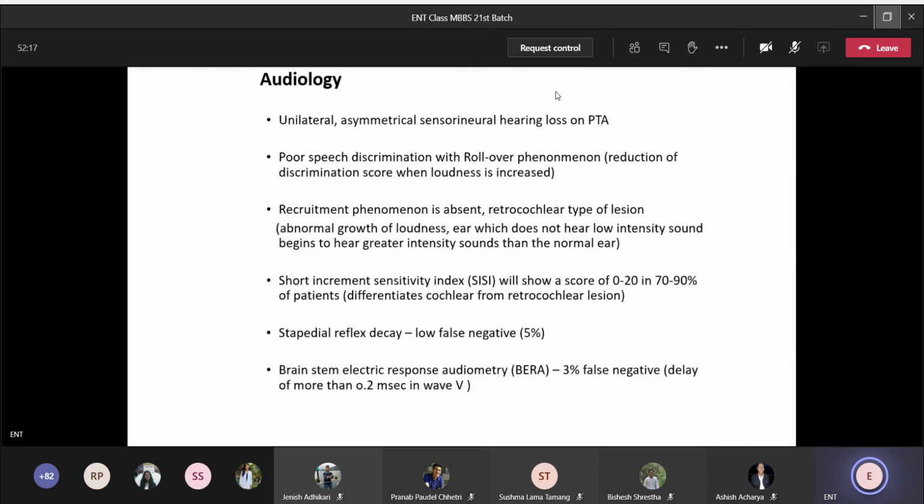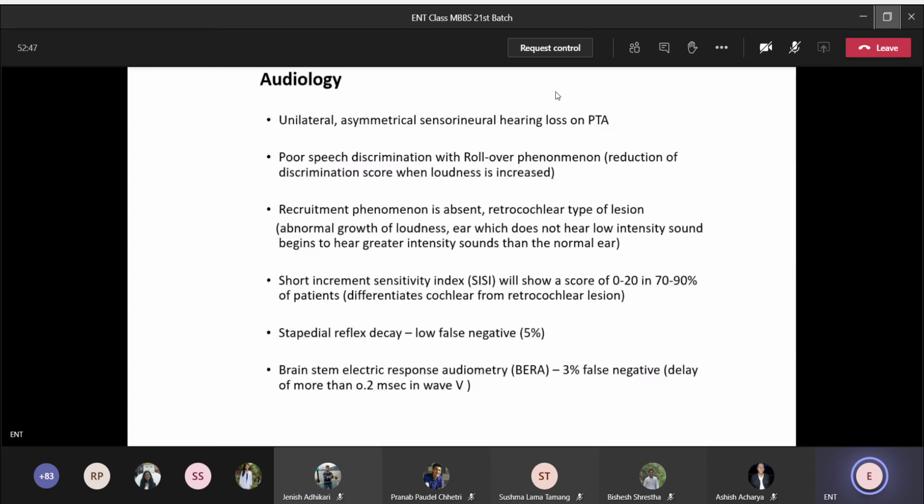And these things will be taught to you in detail when the audiologists take your audiology class at the end of otology. Before we finish, he has 4 classes, and this will be taught to you again, and he will explain it in detail. And the recruitment phenomena is absent. But if you get the question, what are the investigations for acoustic neuroma, you should all mention these things.